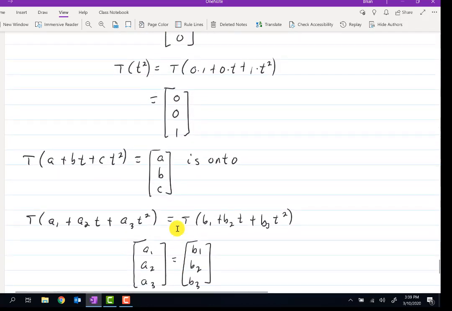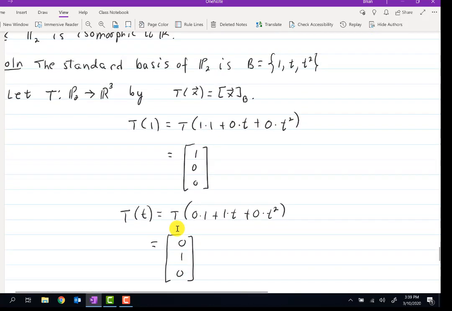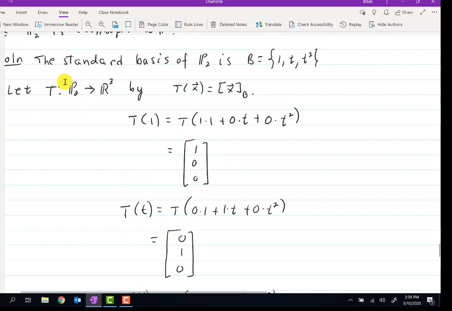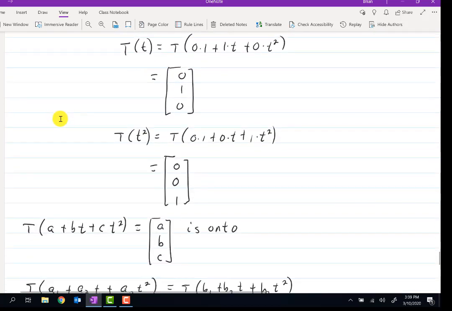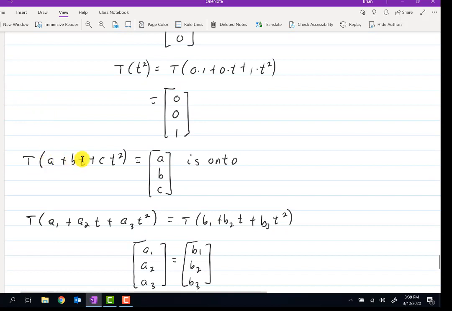Let's take a look at P sub 2. Any vector in P sub 2 looks like this. And all I'm doing is stripping the coefficients, or the weights, as I've heard some books call it. A is a weight, B is a weight, and C is a weight. These weights go in the corresponding slots into the vector in R3. So it should make sense that these things do act like each other from a vector space viewpoint. They're the same thing.